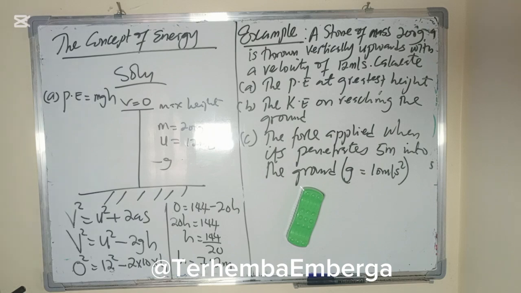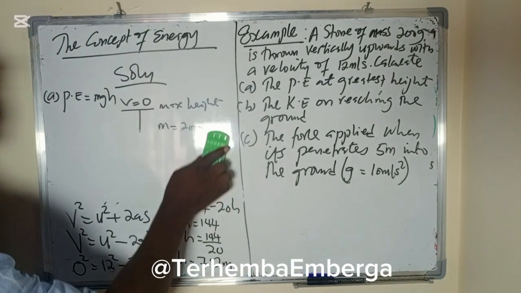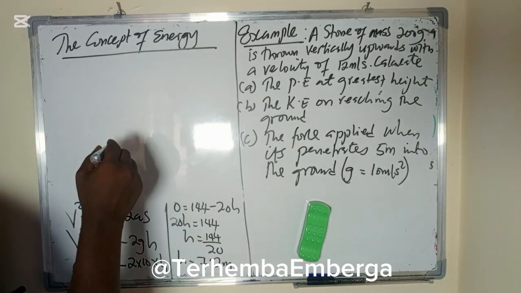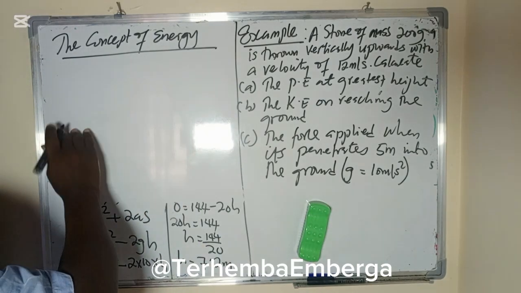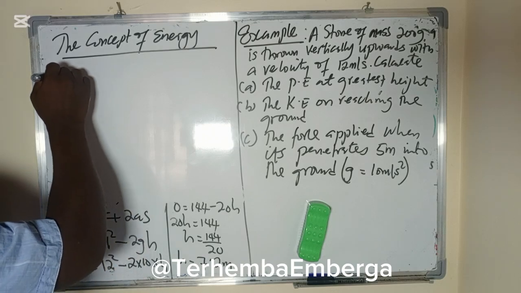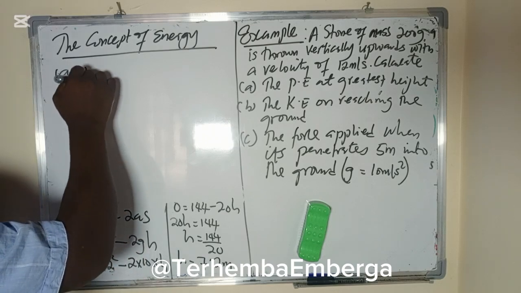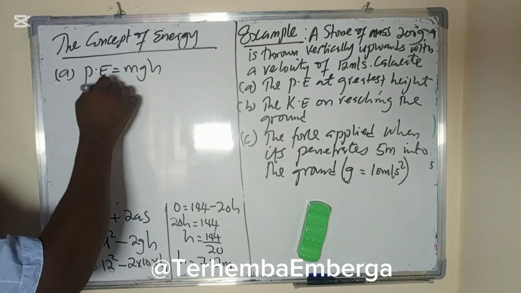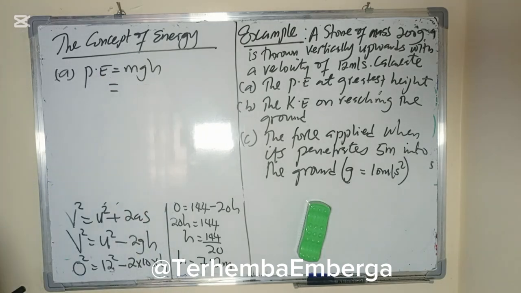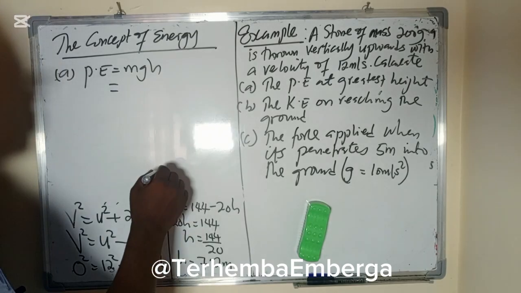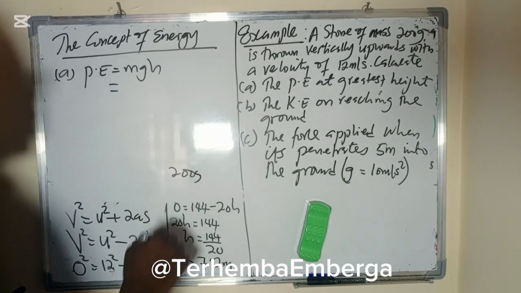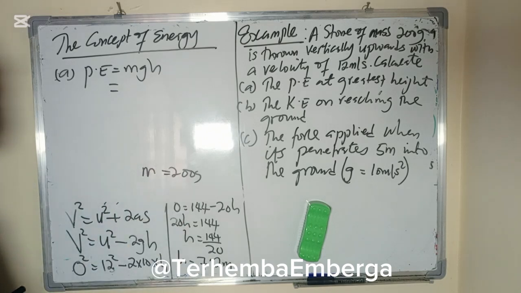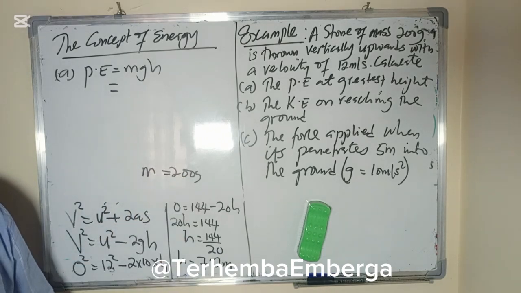So we can come back now and calculate our potential energy. We can calculate our potential energy as, therefore, that is the A part. Potential energy now will be equal to mgh. The mass is given in grams, so we need to convert it to kg.